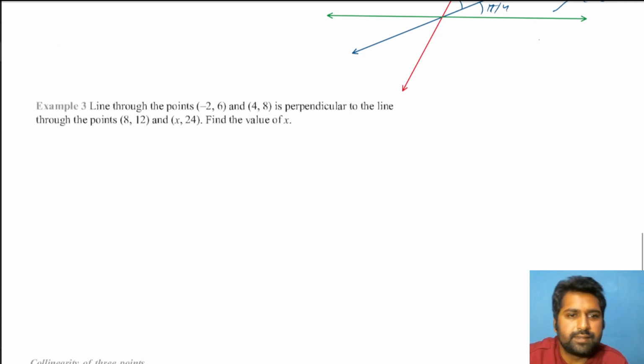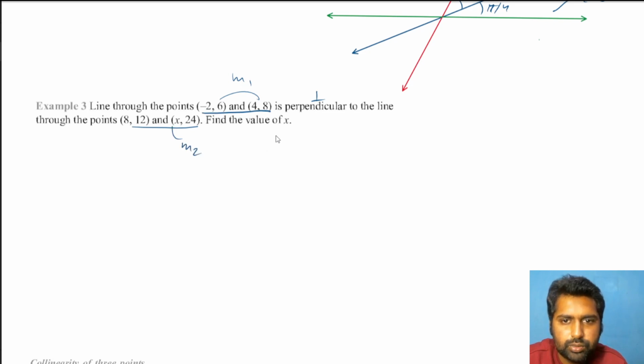Okay, let's take one more example. He's saying the line passing through this is perpendicular to the line passing through this. So 2 points, the line passing through this will have some slope, let's say m1. Another 2 points, the line will pass through this, let's say slope m2. And if they are perpendicular, can I directly say m1 m2 should be minus 1? Using this, we can easily find out x.